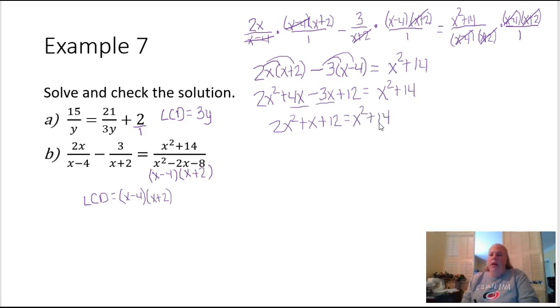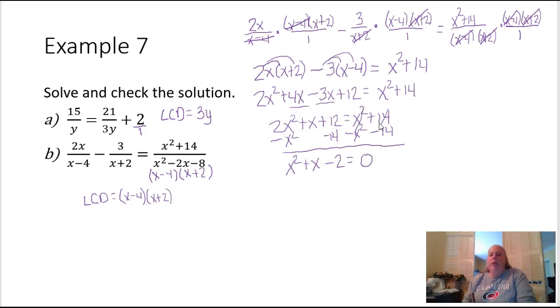Alright, now I have a quadratic equation. I can't solve it unless it's equal to 0, so let's move this x squared over here, and let's move this 14 over here. Notice I'm lining them up underneath their like terms. Alright, so 2x squared minus x squared, that's just x squared. I had nothing underneath the x, so that comes down, and then 12 minus 14 is negative 2, and on the other side, all of this is going to cancel and leave me with 0.